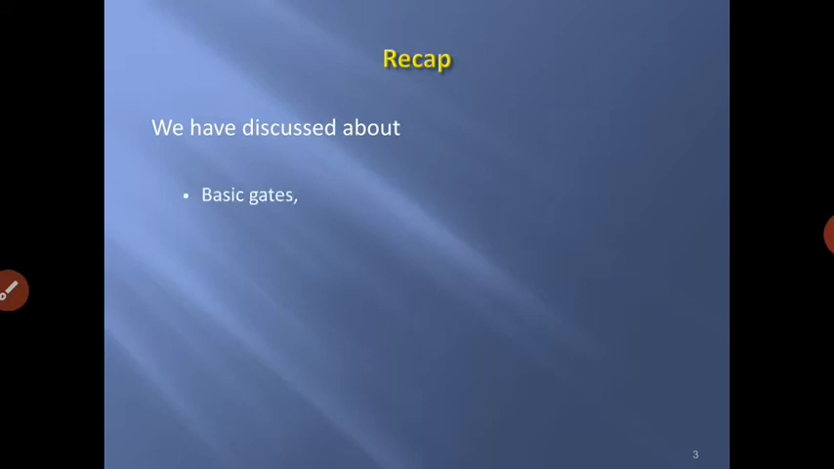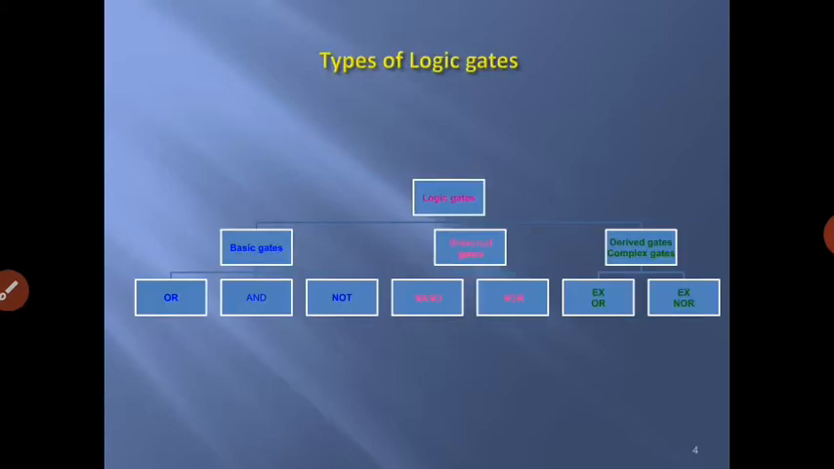In the last session we have discussed basic gates, universal logic gates and the XOR gate. So these are the different classifications of logic gates. Logic gates are mainly classified into three types: basic gates, universal gates and derived gates. Basic gates will be AND, OR and NOT gates, universal gates will be NAND and NOR gates, and derived gates will be XOR and XNOR gates. So all those things we have seen in the previous session. Now we will mainly concentrate on De Morgan's laws.